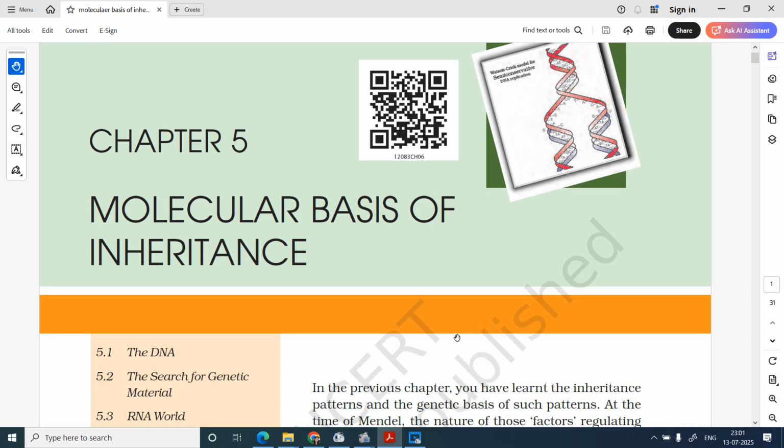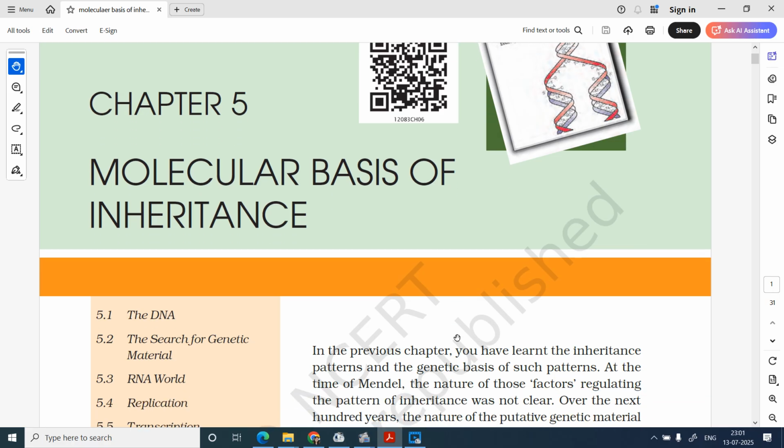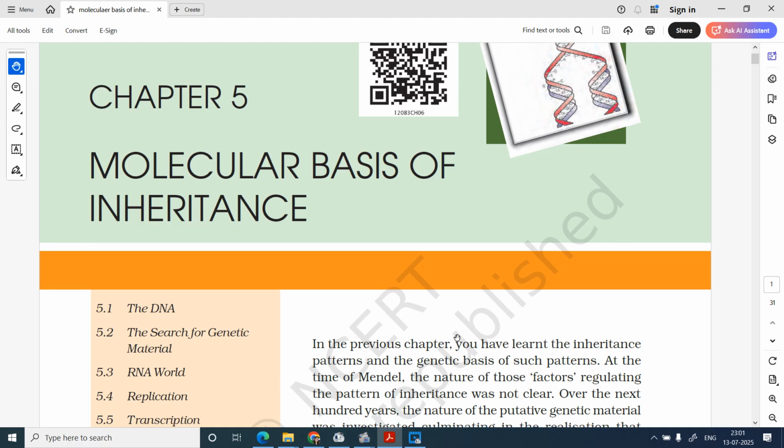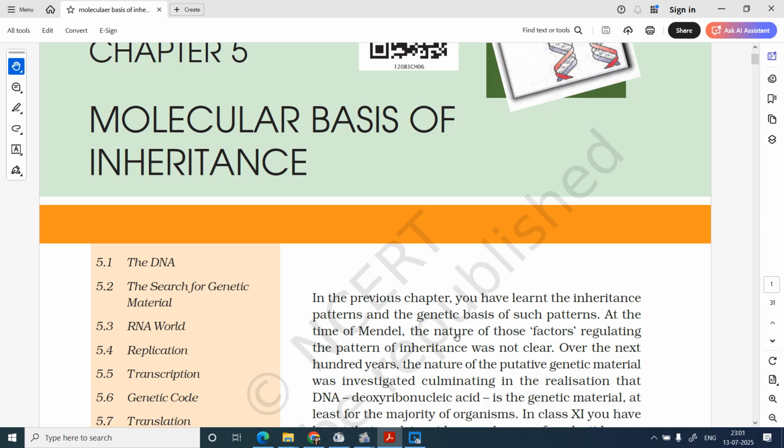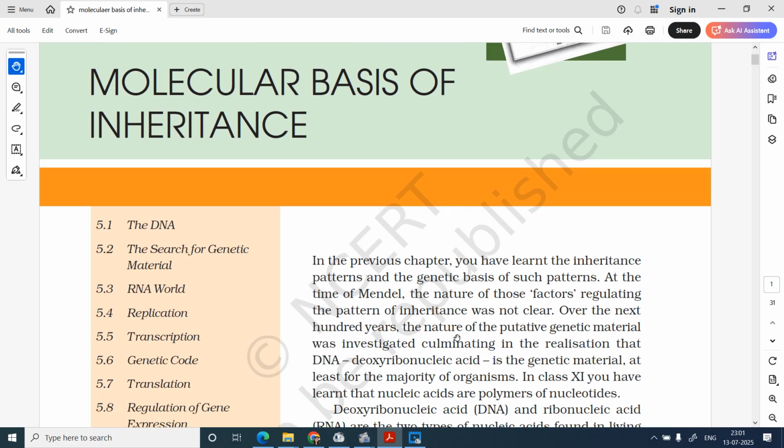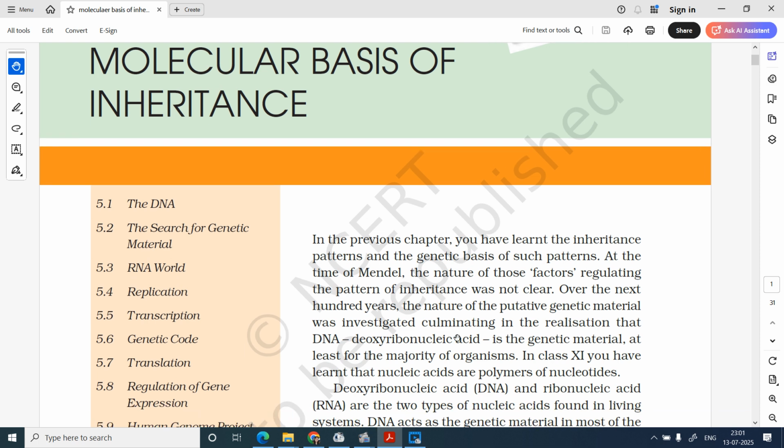Chapter 5 Molecular Basis of Inheritance. In the previous chapter, you have learned the inheritance pattern and the genetic basis of such patterns. At the time of Mendel, the nature of those factors regulating the pattern of inheritance was not clear. Over the next 100 years, the nature of the putative genetic material was investigated, culminating in the realization that DNA, deoxyribonucleic acid, is the genetic material, at least for the majority of organisms.